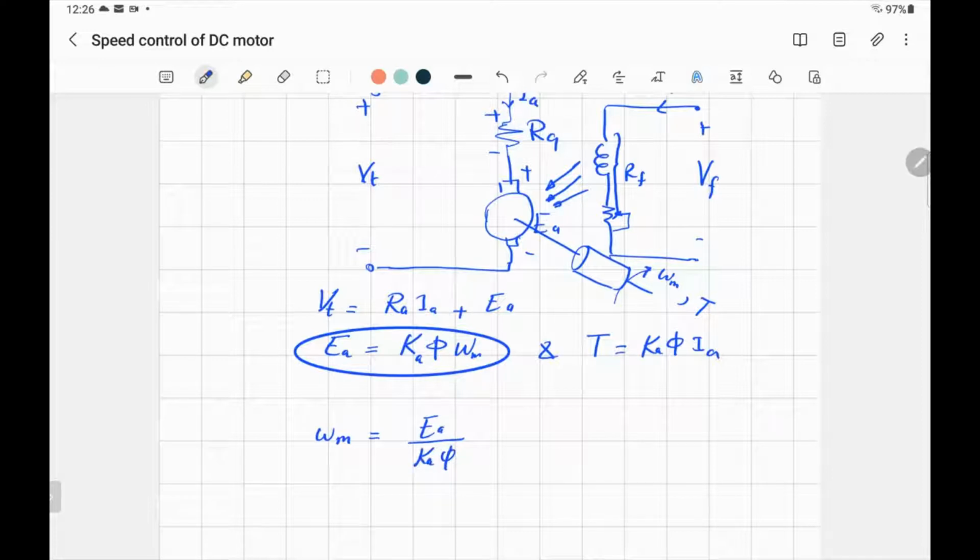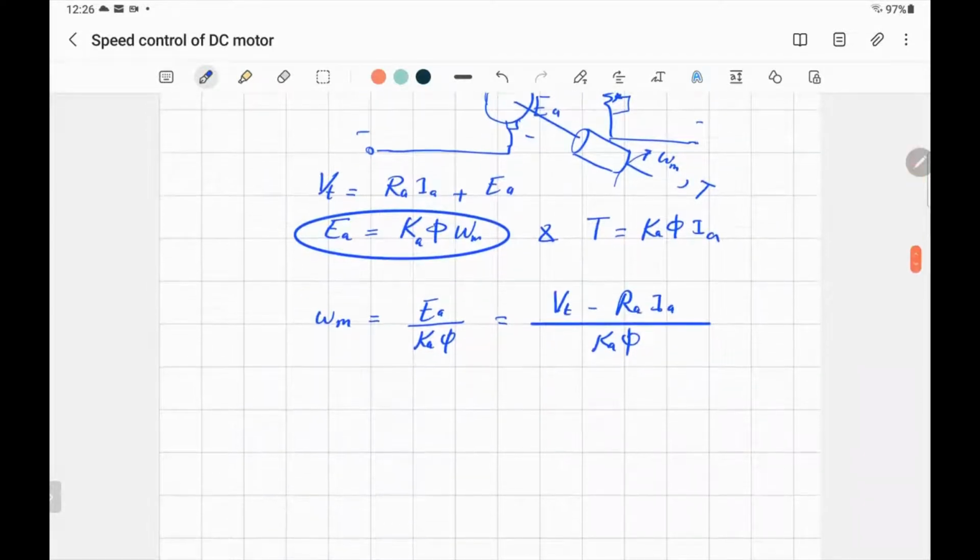All right. What's EA? How can you find EA? Which equation can you use to find EA? The first one, right? So I have here KA phi, and EA, which is equal to the voltage Vt minus the drop RA IA. So let's separate them into two separate terms. So I have Vt divided by KA phi minus RA divided by KA phi times IA.